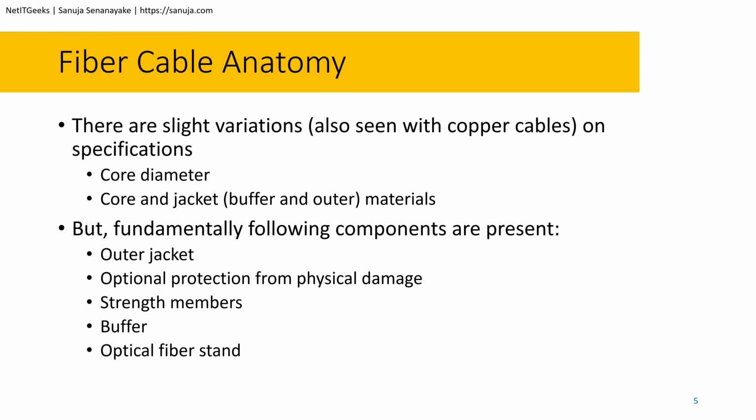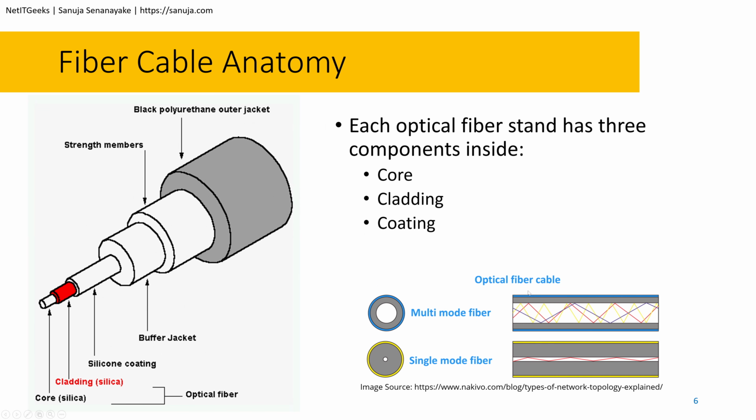That could be Teflon, it could be metal fibers, etc. And remember, fiber optic cables don't have electromagnetic interference, so we can use many different types of metal fibers to actually strengthen your cables depending on the manufacturer. And the buffer is basically a layer around the core to protect it again from breakage and other things. And then finally the optical fiber strand, that is the core itself. So next slide I will show you a diagram of that.